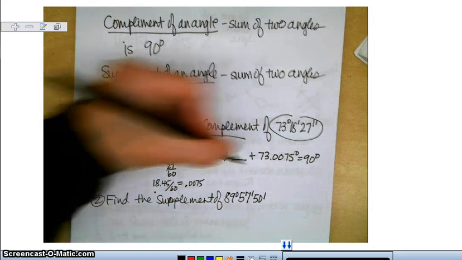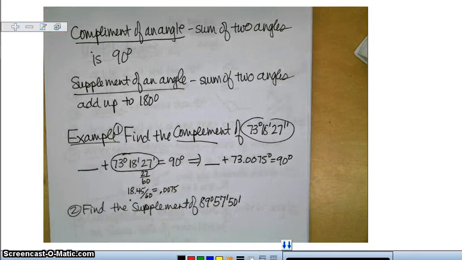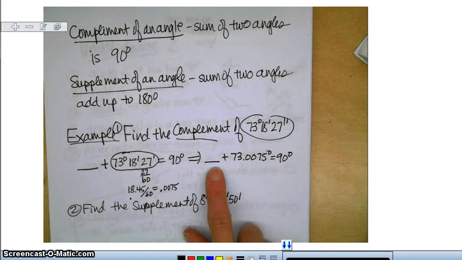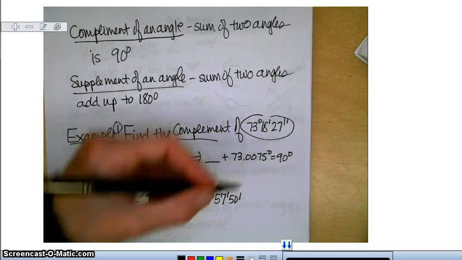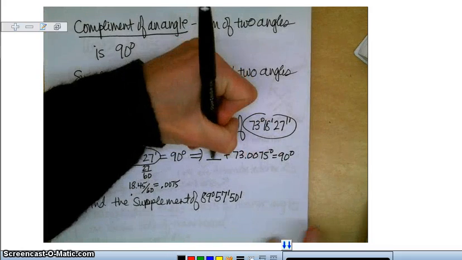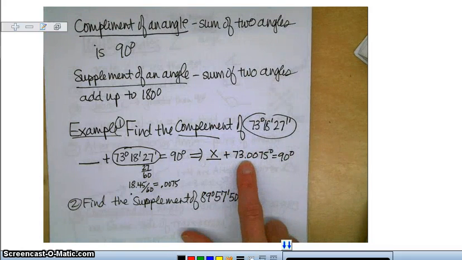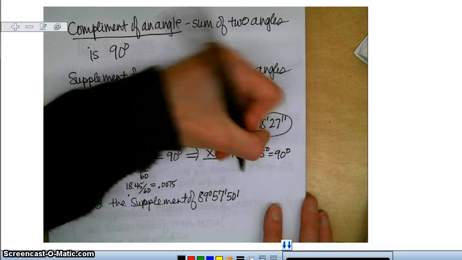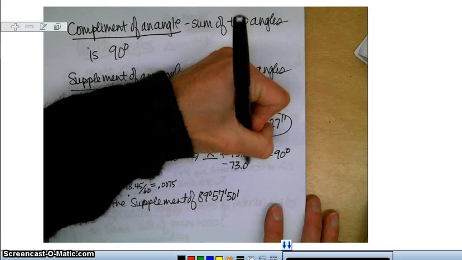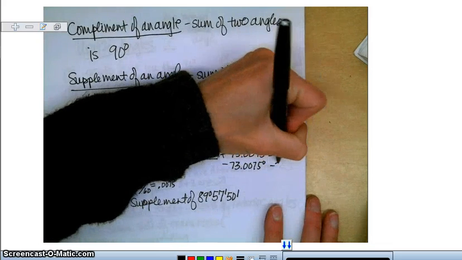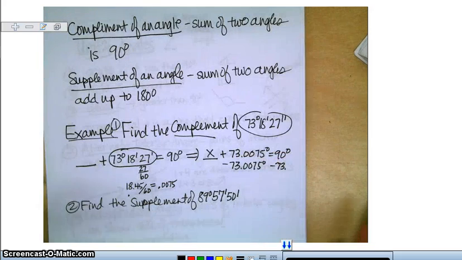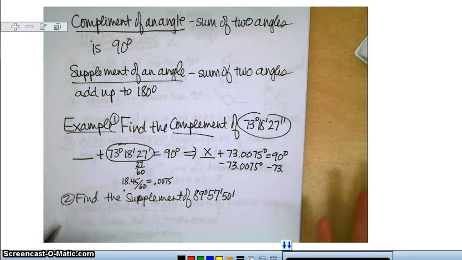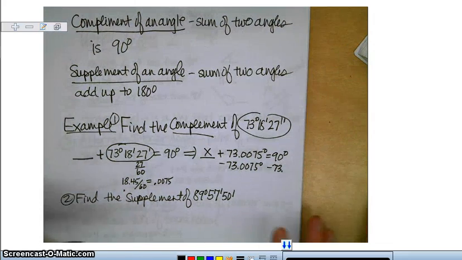So this is like your equation. Basically, all I have to do to figure out what this is is use an inverse operation. This is like x plus 73.0075 degrees equals 90. All I have to do is subtract the 73 degrees from both sides. You don't have to show the work like I'm doing. If you just recognize that they have to add up to 90 and I know one of them, I just have to subtract.